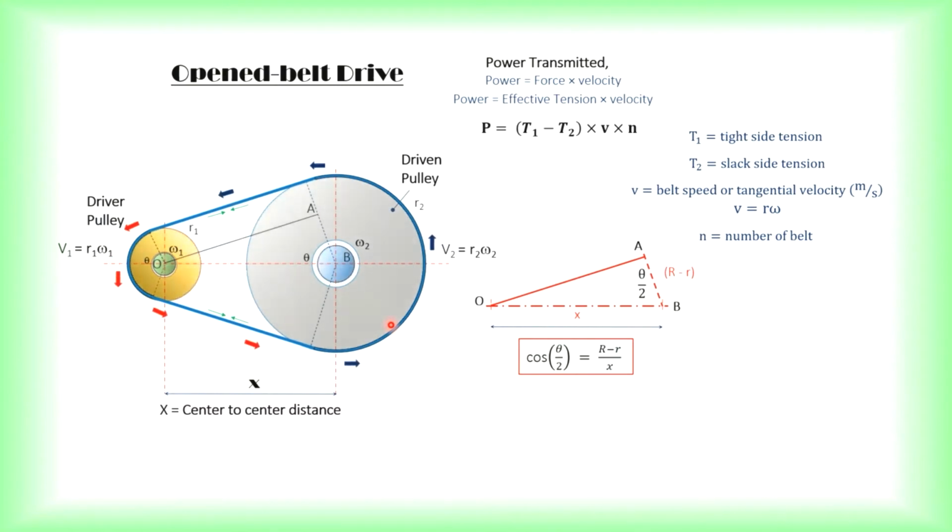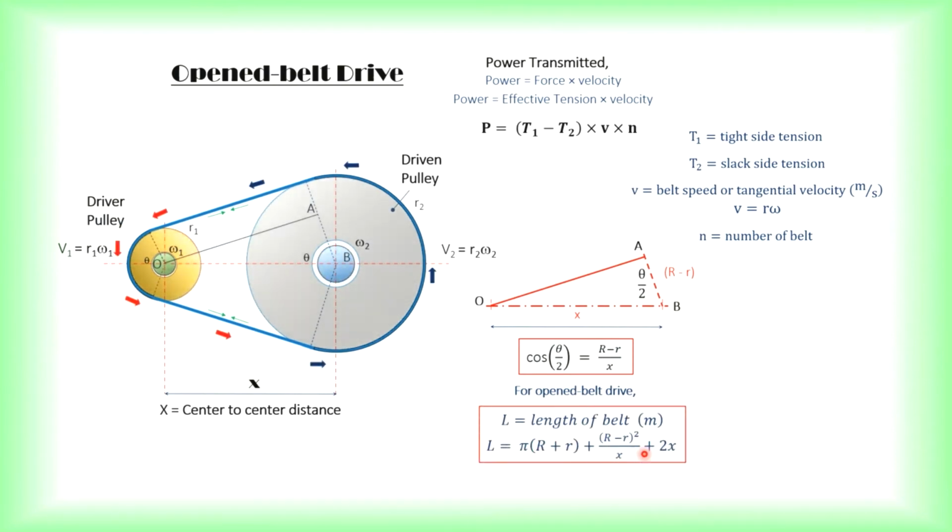If let's say you want to find the length of the belt, then you can refer to this formula here, where R refers to the larger radius, the r here refers to the smaller radius, and X refers to the center to center distance. So this is the formula that we use to find out the length for any open belt drive. Then next we go to the cross belt drive.